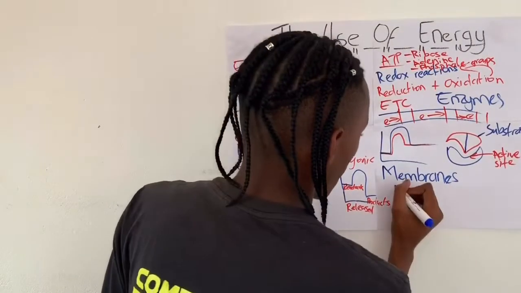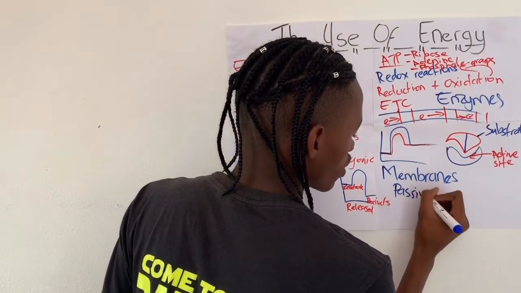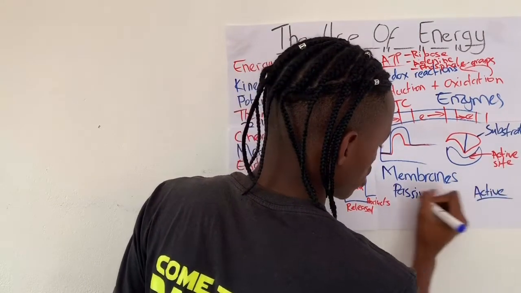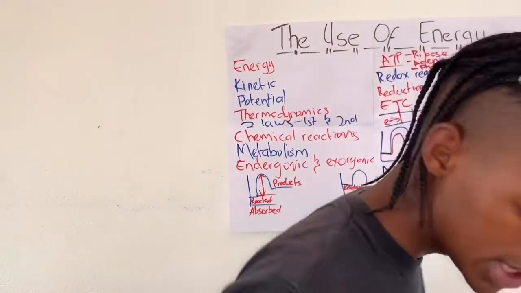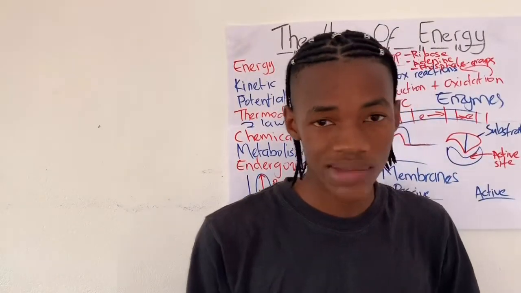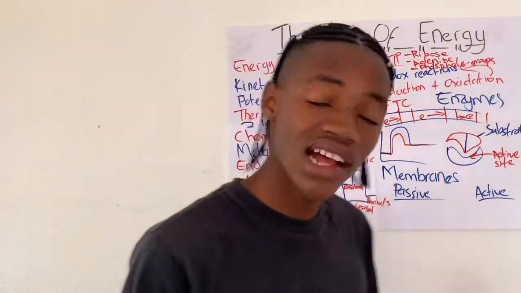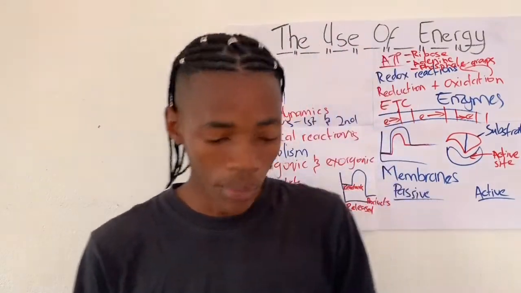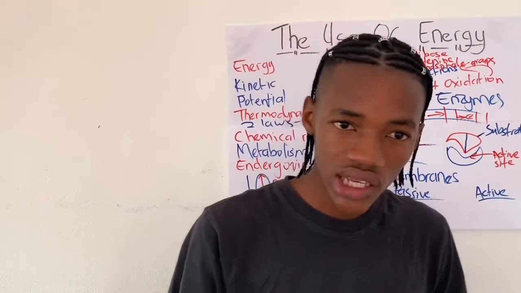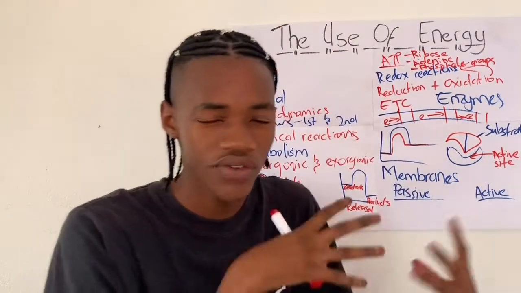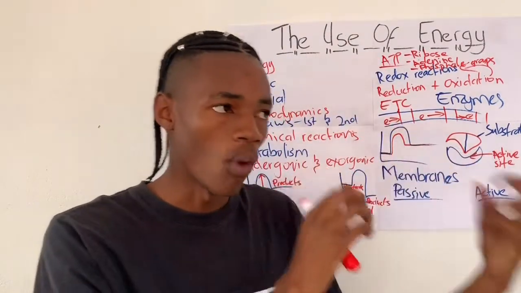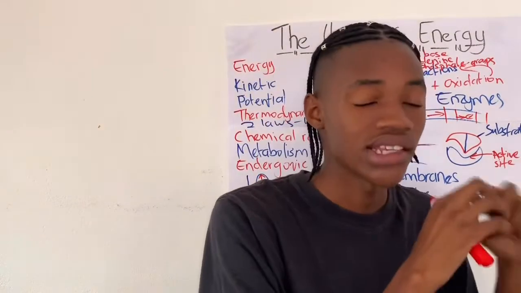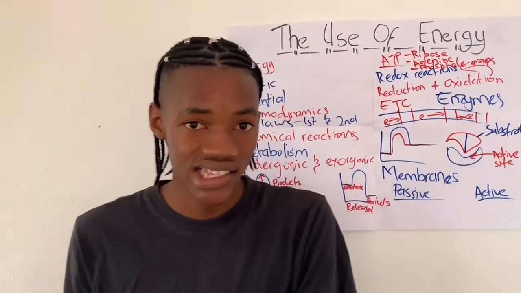So we have passive and active, right? Both of these are forms of transport systems. Now we're going to start with passive transport. Passive transport is the movement of a solute from where it is more concentrated to where it is less concentrated. The solute moves from where it is more concentrated to where it is less concentrated.